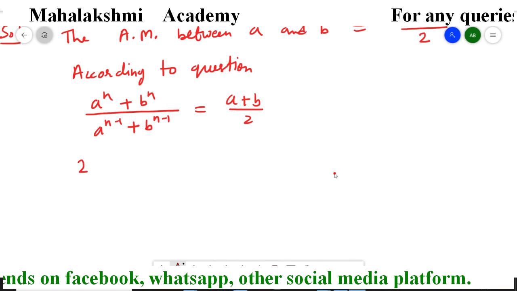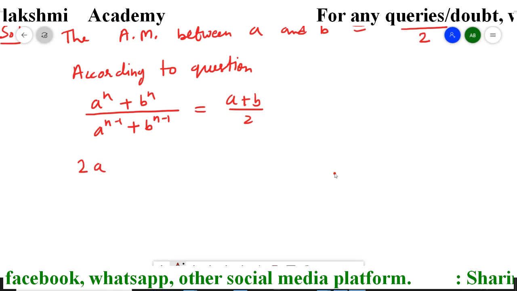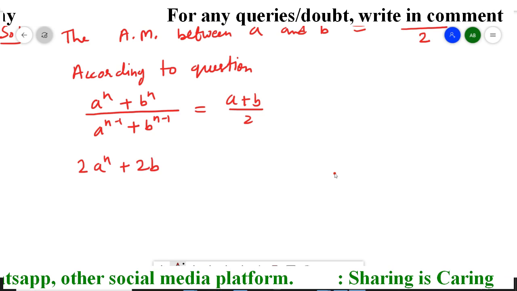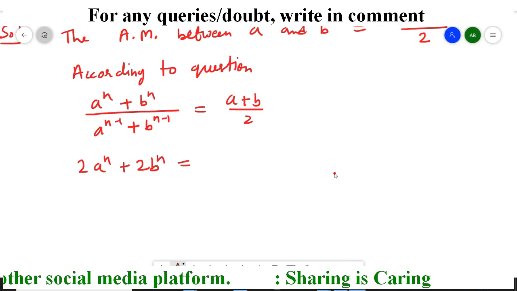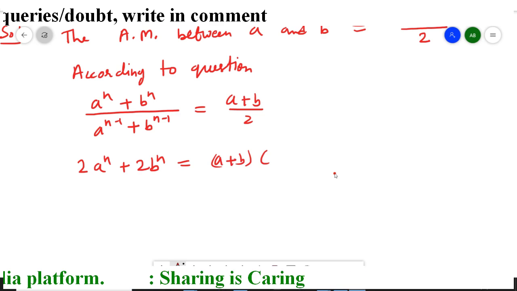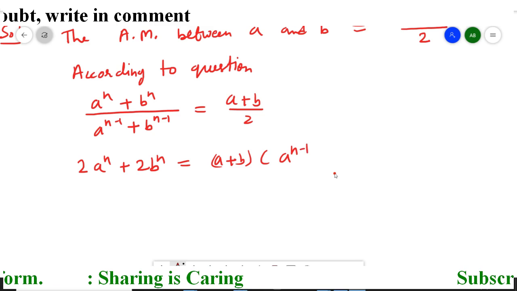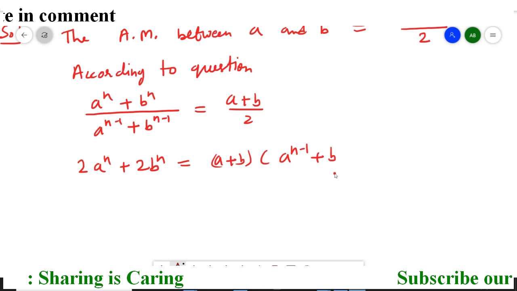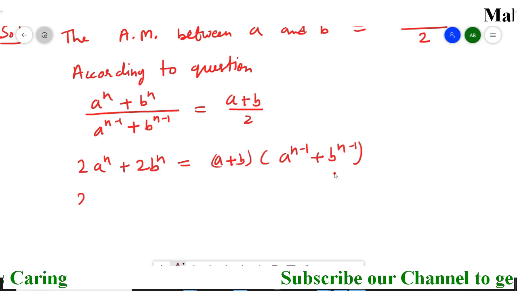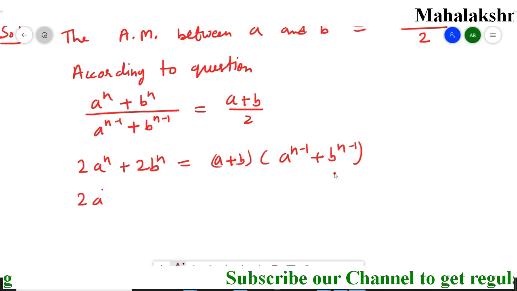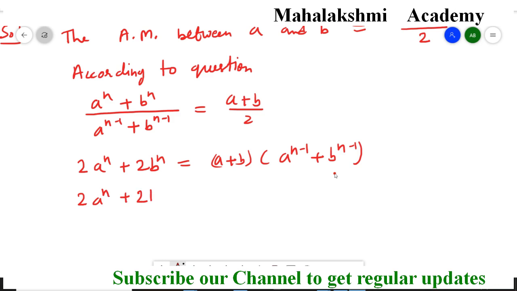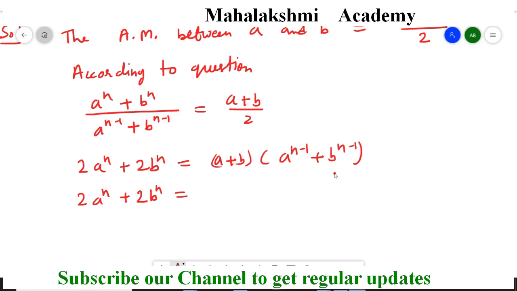After cross multiplication we are going to achieve 2 multiplied by a raised power n plus 2 multiplied by b raised power n is equal to a plus b bracket a raised power n minus 1 plus b power n minus 1 bracket close. Now open the bracket. The left side we write as it is, 2 multiplied by a raised power n plus 2 multiplied by b raised power n. I am going to open the bracket.